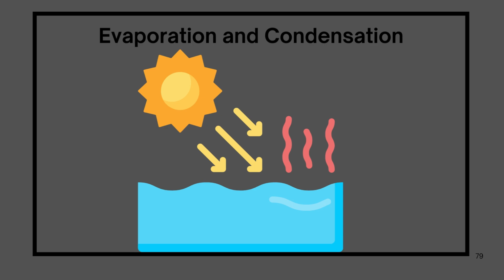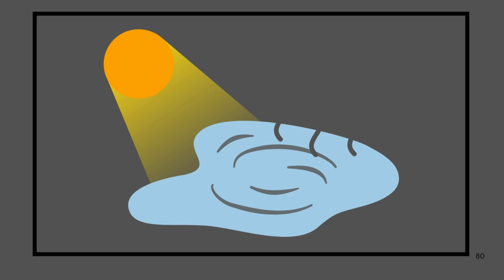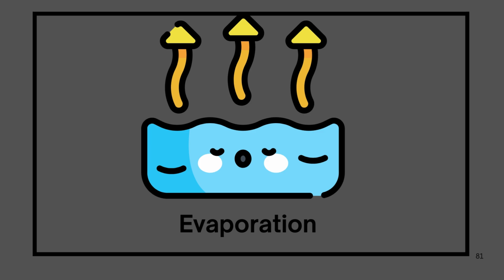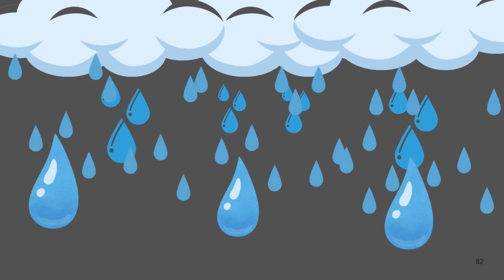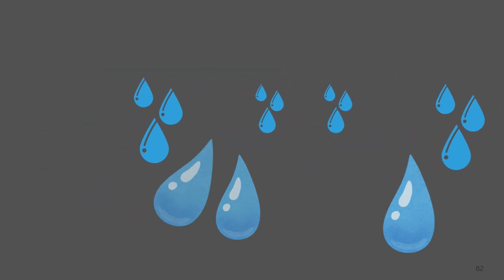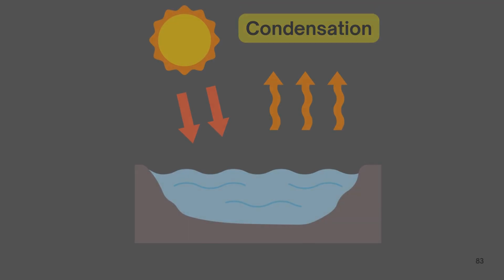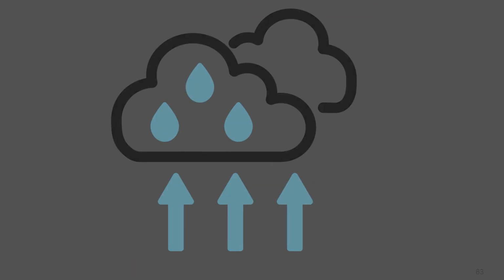Evaporation and condensation. The water cycle starts with the sun heating water in rivers, lakes, or oceans. This water becomes vapor and rises. This is called evaporation. In the sky, the vapor cools down and turns into water drops. This is condensation, and it forms clouds.